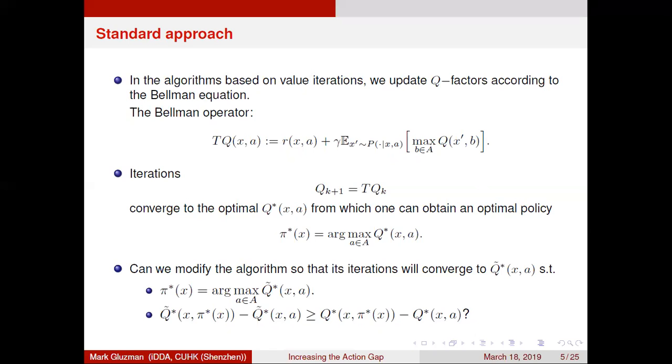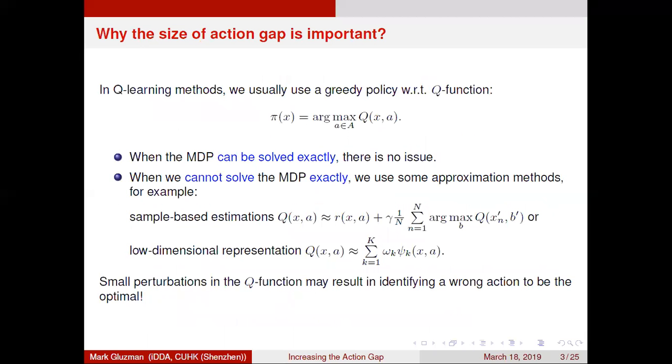So we want to modify the algorithm so that its iteration will converge to some other tilde Q star, such that taking a greedy policy with this Q factor, we still will get an optimal policy. On the other hand, we want to increase the action gap. So here we want to have an action gap between the optimal action and other actions greater than in the standard approach. Then when we find this modified algorithm, it will be easier to work with sample-based estimations or low-dimensional representations, because the action gap will be greater, so it will be easier to identify a correct action.